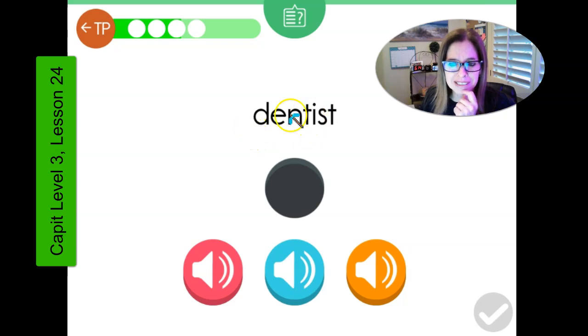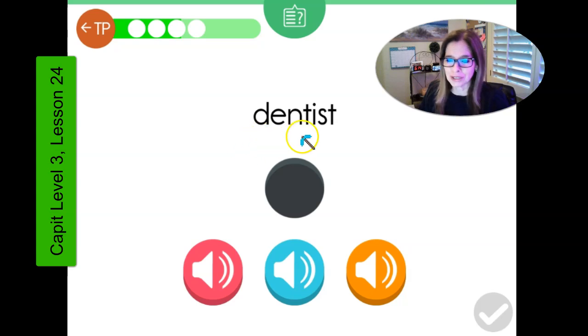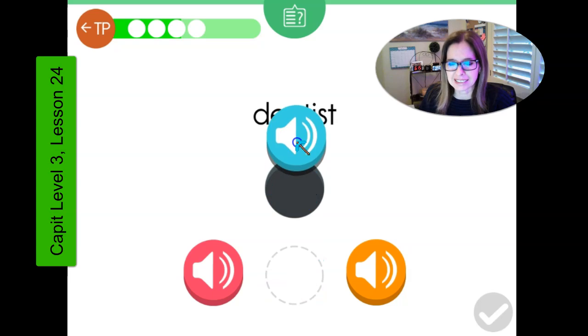So I'm going to read d, e, n, and if I put them together, it's den. And then I'm going to read t, ist. I don't need to say those sounds because I'm going to forget what that first chunk was, remember? So I have den and I have tist. Dentist. So we're listening for what word? Tell me the word. Dentist.